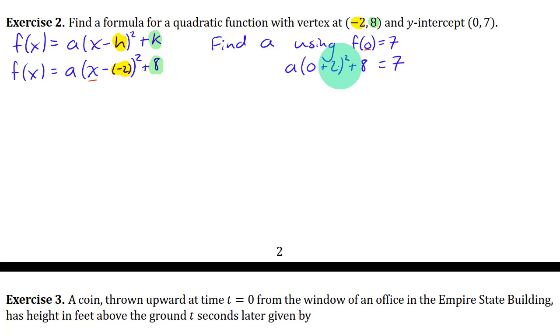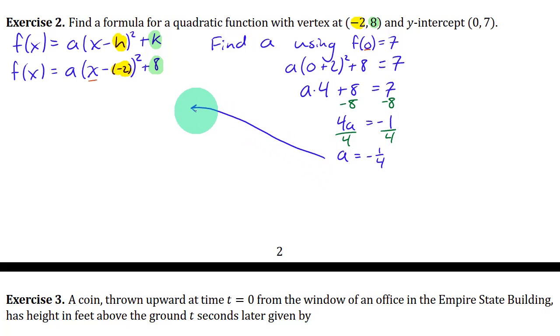And so let's see, 0 plus 2 is 2. 2 squared is 4, so that will give you a times 4 plus 8 equals 7. We can subtract the 8 from both sides to solve this equation for a. Divide both sides by 4 here. We'll get a equals -1/4. So let's see, that should be a function now. To plug that back into the original thing, it's going to look like f of x equals -1/4 times x plus 2 quantity squared plus 8.